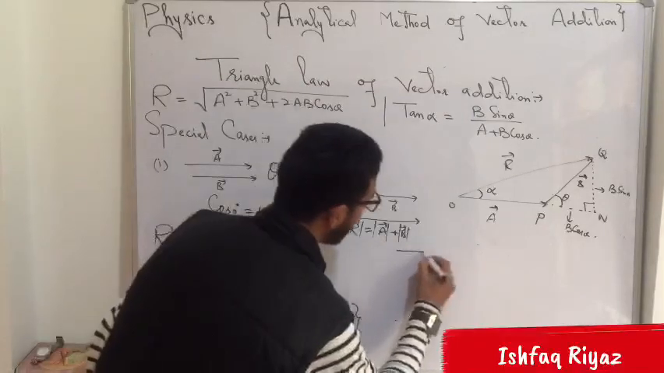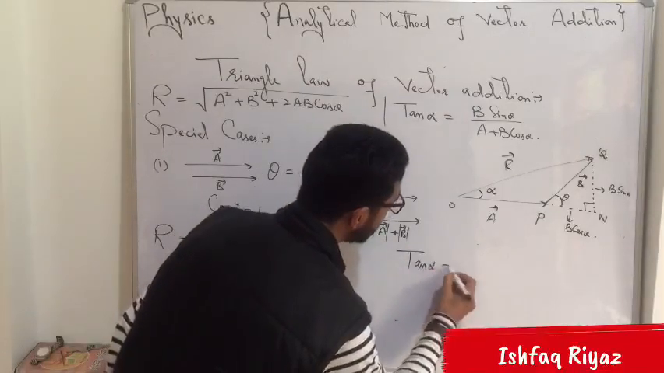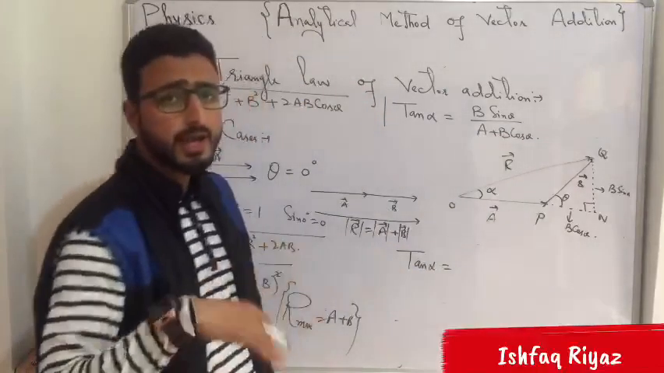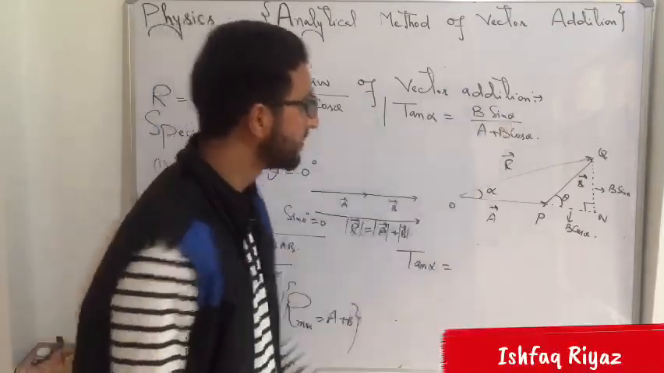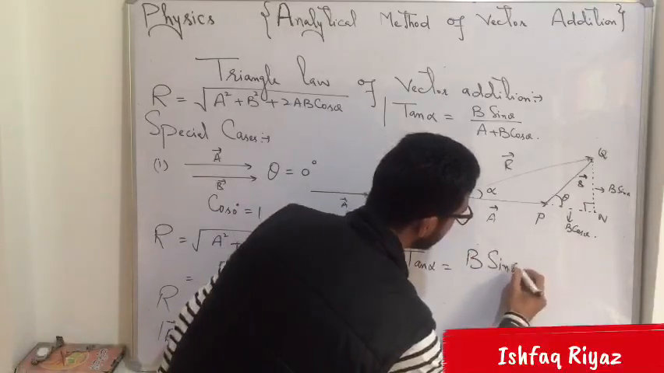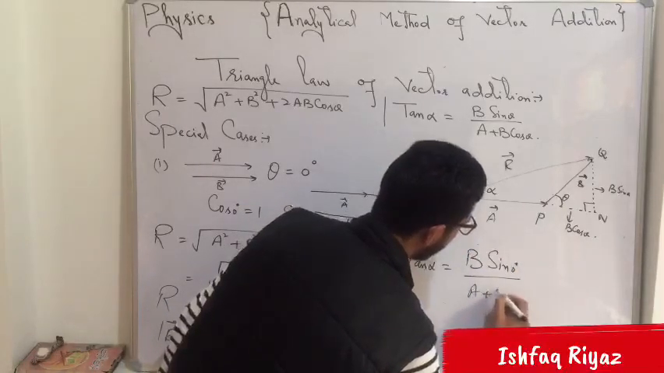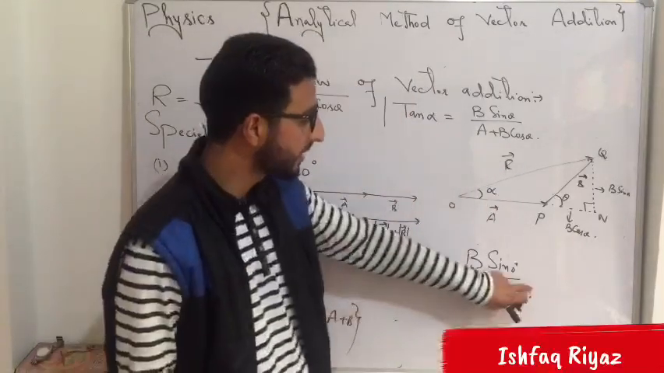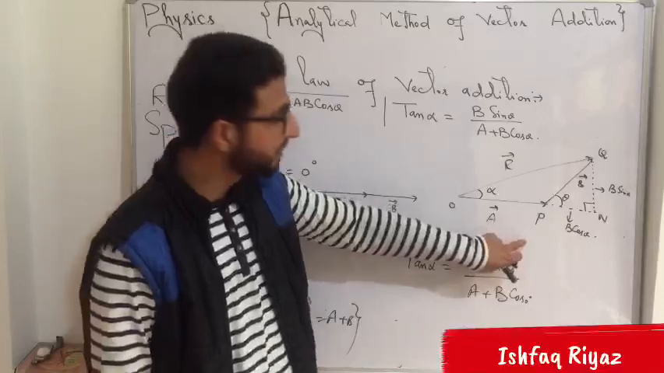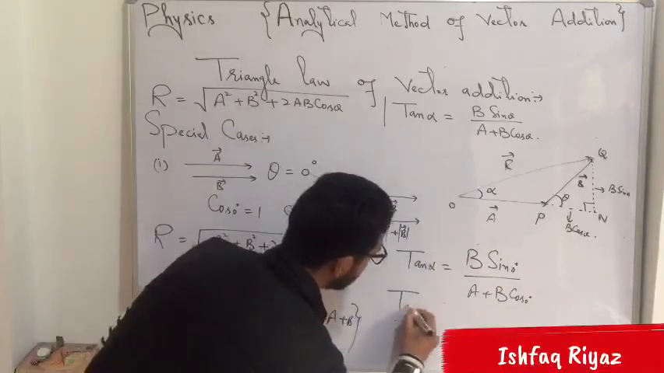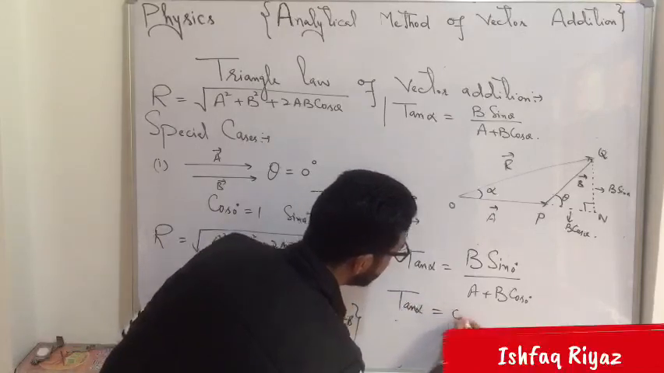हाँ, tan of alpha किसके बराबर होता है? B sin theta divided by A plus B cos theta. For like parallel vectors, theta is equal to 0 degree. So I will write here B sin 0 degree divided by A plus B cos of 0 degree. Cos 0 degree is 1, but sin 0 is equal to 0. 0 into something is equal to 0. So I will write tan of alpha is equal to 0.